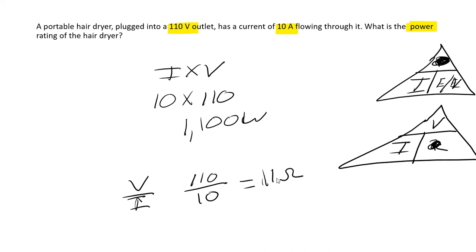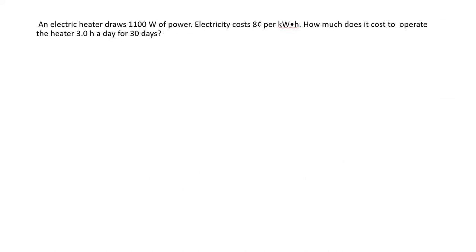And that's going to give me 11 ohms. So I can use the formula for power to find lots of things, but I really need Ohm's law to find resistance. So if I have power, I can find amps and I can find volts. If I have the amps and the volts, I can find the resistance. All right, we only have 2 more to do. Let's see what we got here.